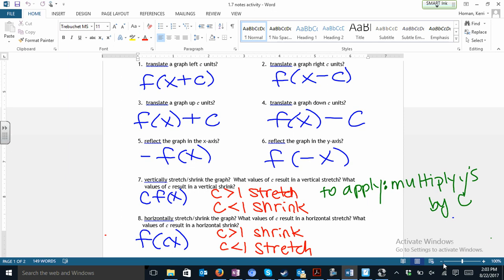Now, just like up here, to shift a graph C units to the right, it looks like minus C, but we're actually adding C to our values. So to apply this one, I'm going to write it over here because I have some weird message right there. To apply, we're going to multiply our x's by 1 over C. We have to be backwards. You multiply your x's by 1 over C.